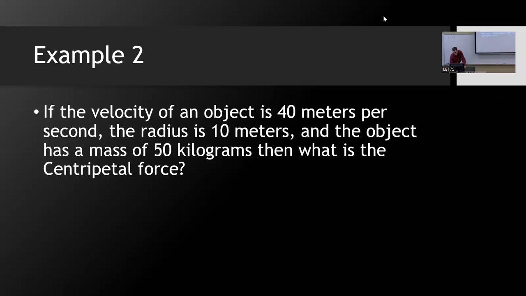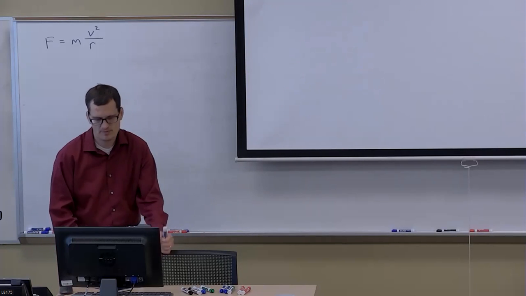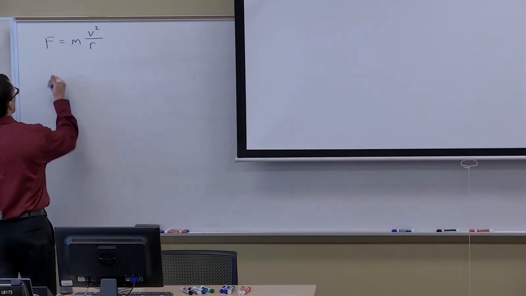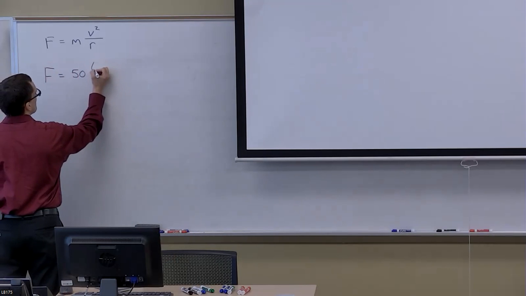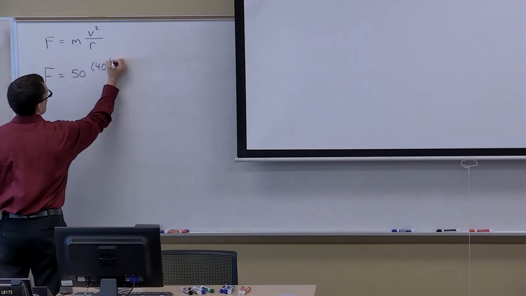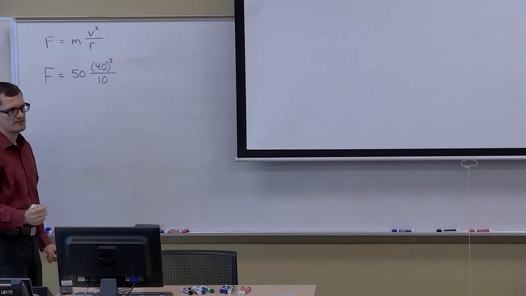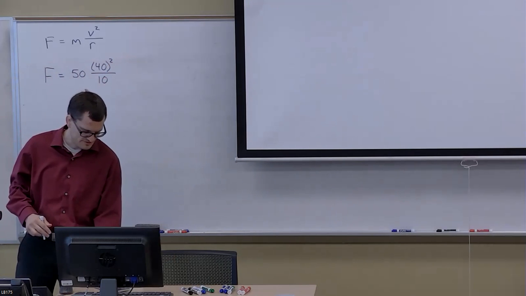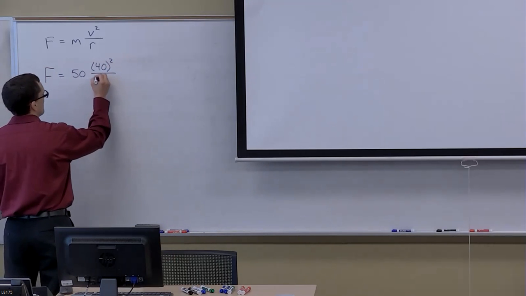All right. So mass was 50 kilograms. Velocity was 40 meters per second. And the radius was 10 meters. So we just typed that in. 50 times 40 squared divided by 10.